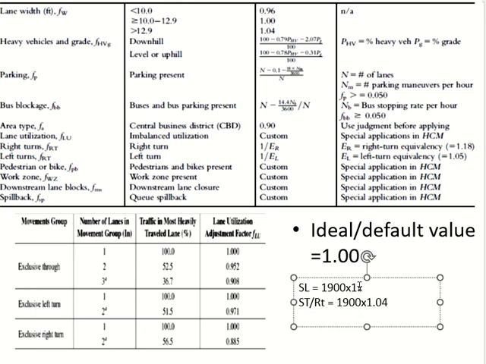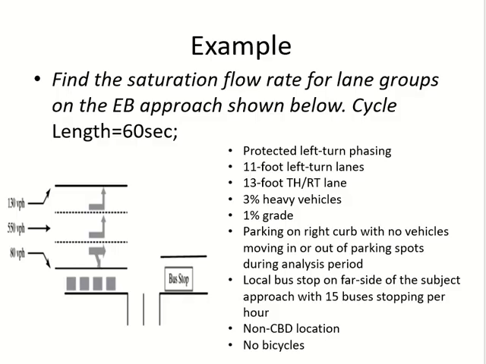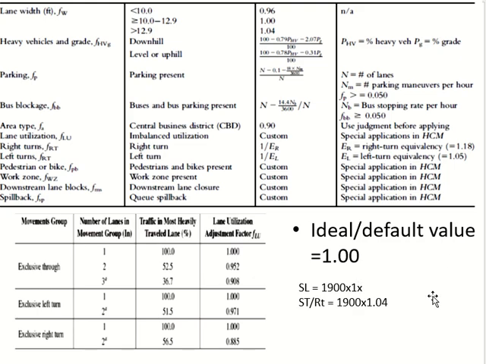Then I have the factor for heavy vehicles and gradient. Heavy vehicles 3% and gradient 1%. They did not separate heavy vehicles between the lanes or the movements, so I will just calculate one factor and use it in all the equations for both cases. So the FHVG.